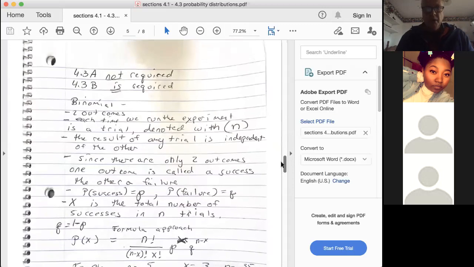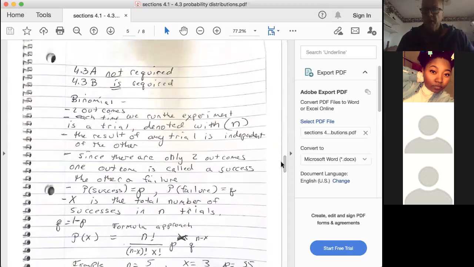Okay, now, that was general information about probability distributions. Section 4.3 deals with a specific probability distribution. It's called a binomial probability distribution. Binomial means 2 outcomes, only 2 outcomes. So 4.3a is not required. It's a good section, there's nothing wrong with it, just not requiring it. But 4.3b is required.